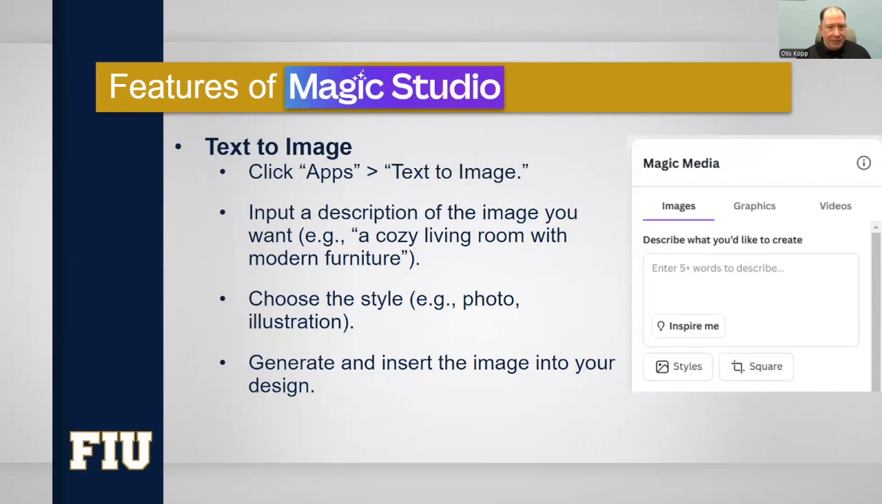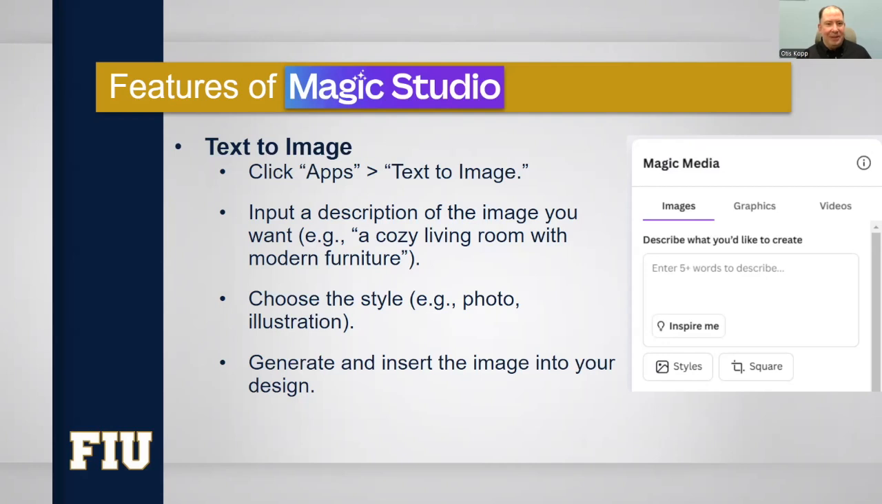Next is text to image. Now, this tool is perfect for creating unique visuals based on descriptions. It's similar to the DALL-E tool that ChatGPT uses, and we're going to go over that. If you haven't watched that tutorial already, please watch it next.